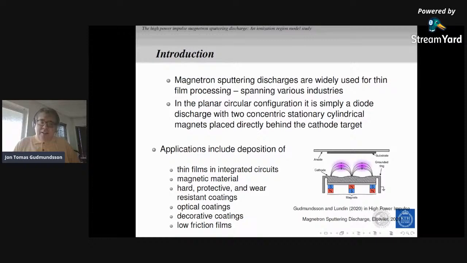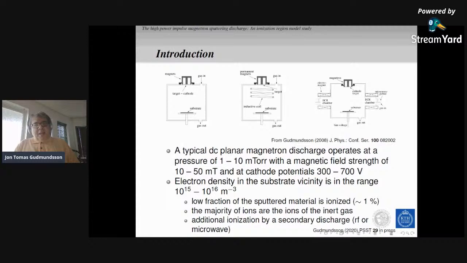A typical DC planar magnetron discharge is operated at a rather low pressure, 1 to 10 millitorr, and the magnetic field is typically 10 to 50 millitesla, and the voltage applied to the cathode is a few hundred volts. The electron density is 10^15 to 10^16 per cubic meter. And this means that the fraction of the sputtered species that is ionized is very low, usually about 1% or less. Most of the ions that bombard the sample we are depositing on are ions of the inert gas, the argon ions.